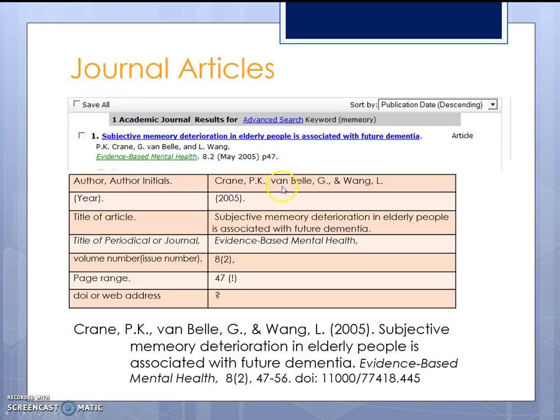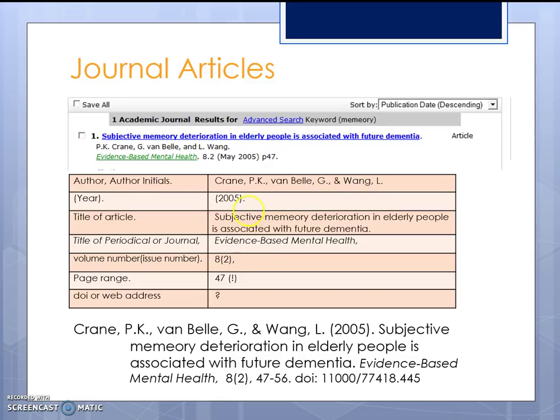But when I went and looked at this actual article, it was about 15 pages long. So this is actually a lie. I had to go back and double check it against the actual article. And I got really suspicious because an article called Subjective Memory Deterioration in Elderly People is Associated with Future Dementia, almost certainly not going to be 1 page long.